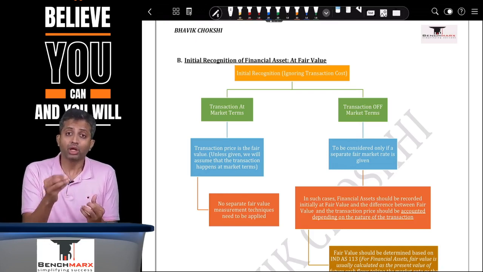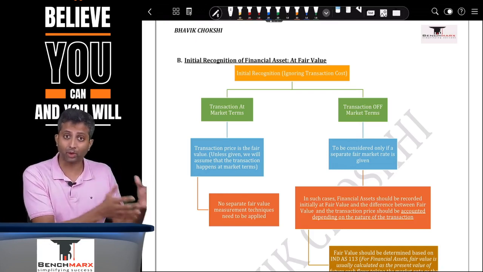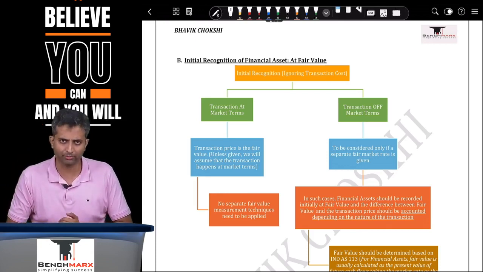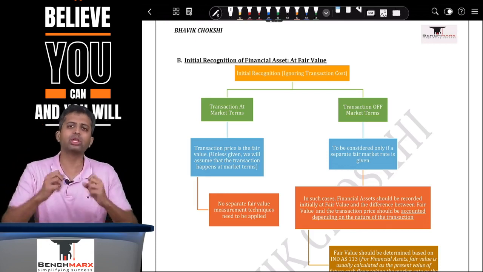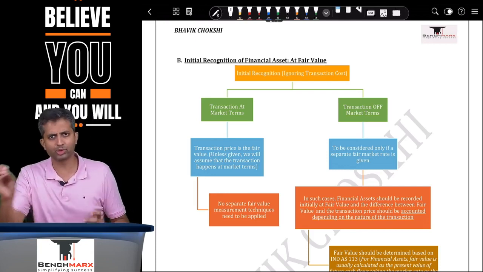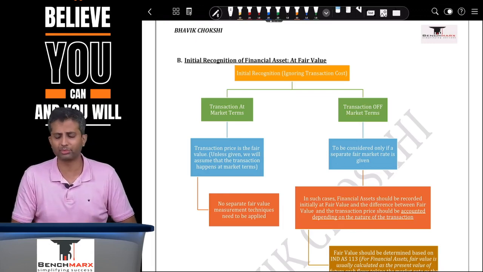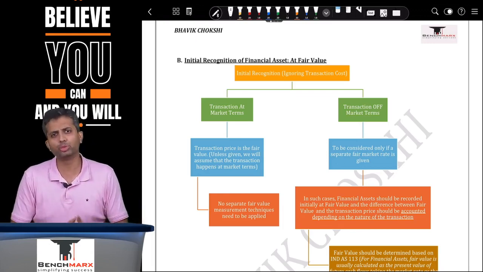However, if ideally the discount should have been 40 rupees, and the discount is only 10 rupees because it is a parent and subsidiary, that is what is off market. If you are unable to figure it out, then you try to find the present value of the future cash flows. You will get, if it is at market, the fair value equal to the transaction price. If it is off market, the fair value will be different.